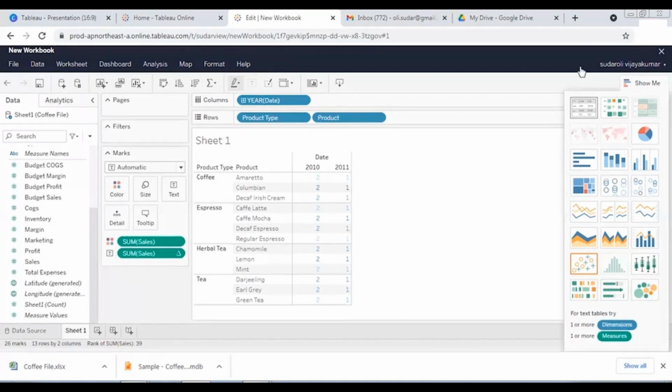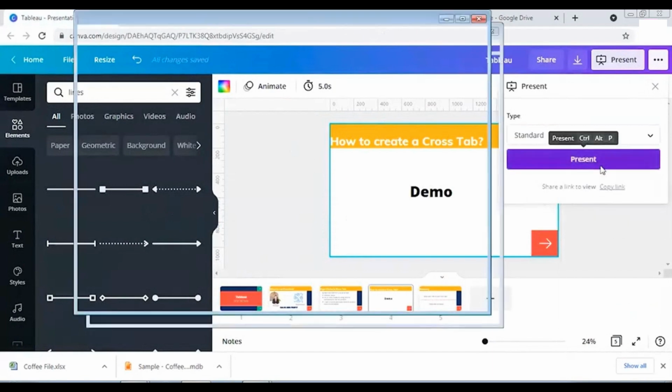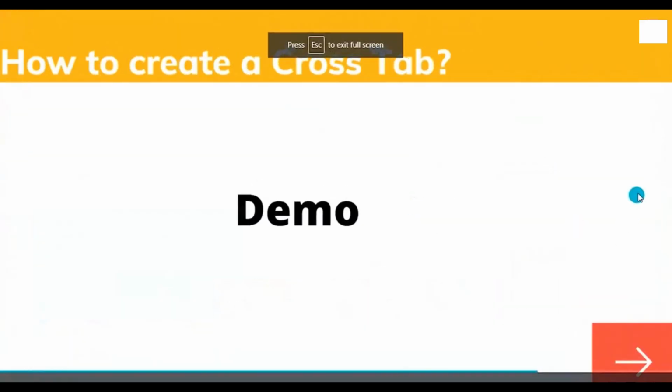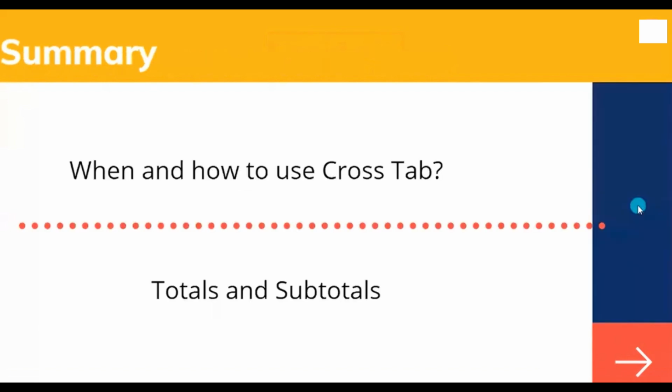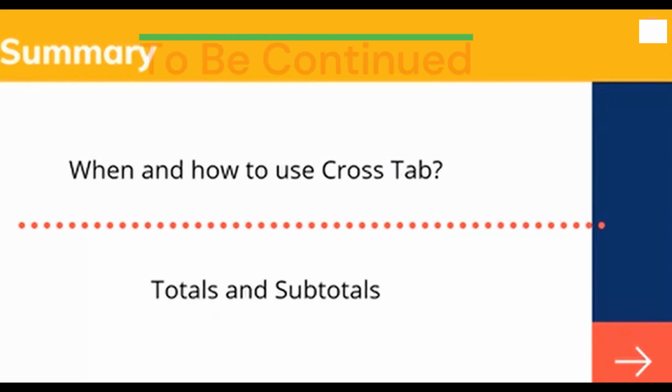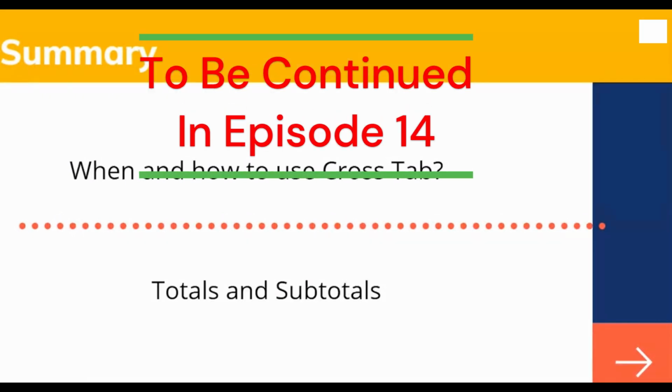So back to our presentation, I'll just conclude the session. I hope you understood what is the meaning of a cross tab or your text table. Okay, this is something similar to the pivot table of Excel. So if you have worked in Excel, you can relate this cross tab concept to the pivot tables in Excel. So this is actually one of the very basic and popularly used forms of charts in Tableau.